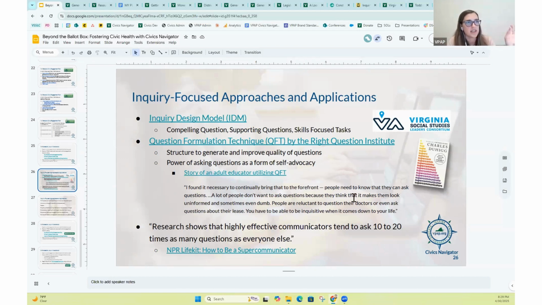And so this is a strategy you can use to begin asking more questions. And as you're exploring our resources, we want you to think about what questions you have and how you can find those answers, and asking those open-ended questions. And to tie this all together, there's a Charles Duhigg book called Super Communicators.